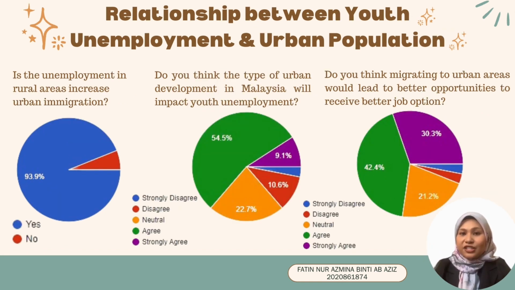Next, we look at the relationship between youth unemployment and urban population. Based on the chart in the slide, we can summarize that the respondents agree that migrating to urban areas would lead to better prospects. The findings show that people have different opinions about how rural unemployment, urban development, and moving to cities affect opportunities. However, they also believe that migrating to urban areas will help to decrease unemployment because of the many opportunities that they can get from that.